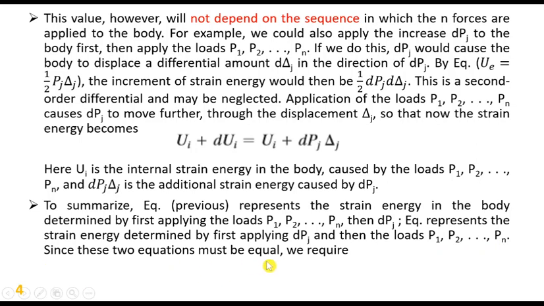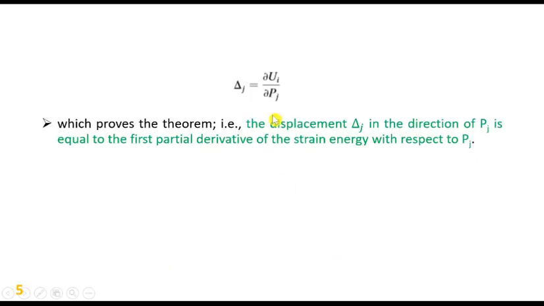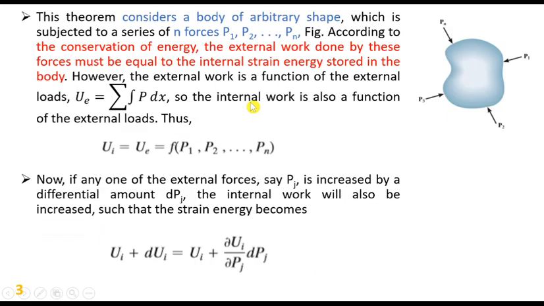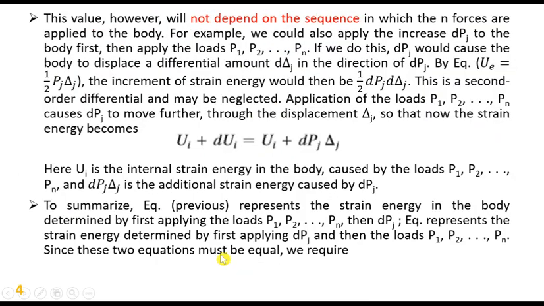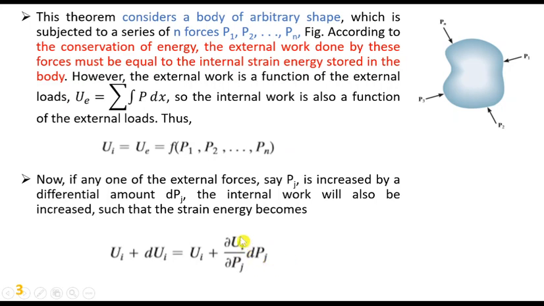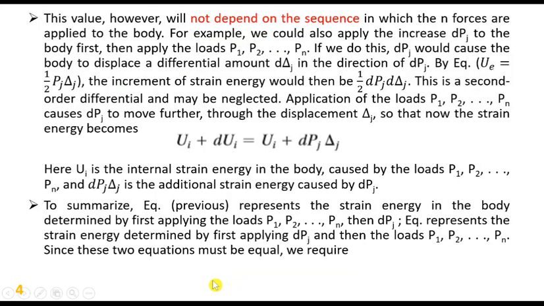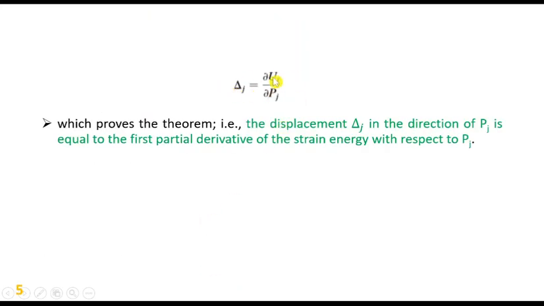Since these two equations must be equal, if you compare this equation with this equation, dPj is common and the remaining delta j should be equal. Delta j is equal to partial Ui over partial Pj, which proves the theorem. The displacement delta j in the direction of Pj is equal to the first partial derivative of the strain energy with respect to Pj. So that is the theorem.